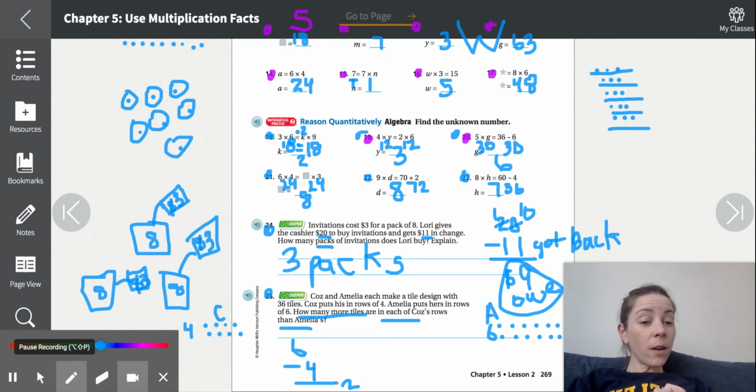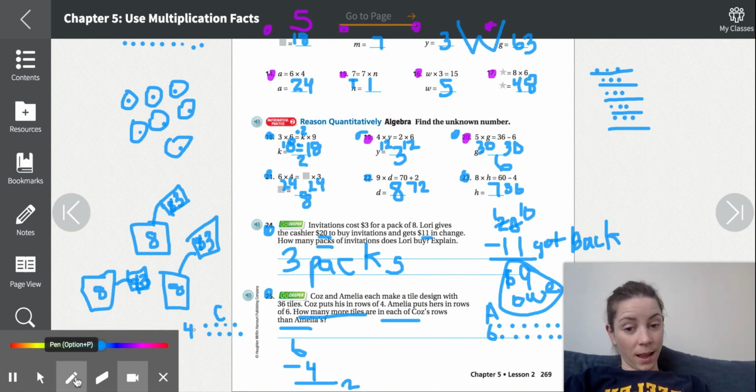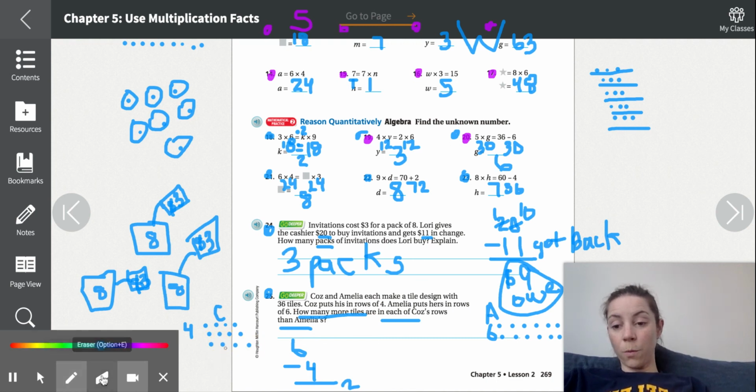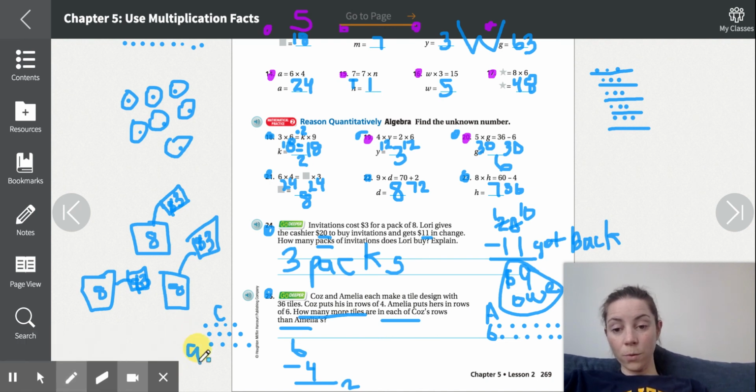Okay, so I've thought about it, and I realized that the book has a typo. So I think they made a mistake when they made this question. If you said 2, Amelia has 2 more, you were technically correct. The question that they meant to say was, how many more rows of tiles does Kaz have than Amelia? Now, if you were to keep doing all of his rows, how many rows would he get to? If they're rows of 4 and he's getting to 36, he would end up with 9 rows.